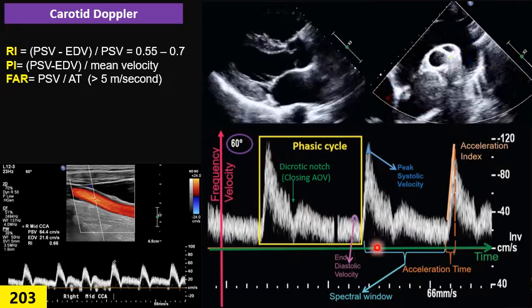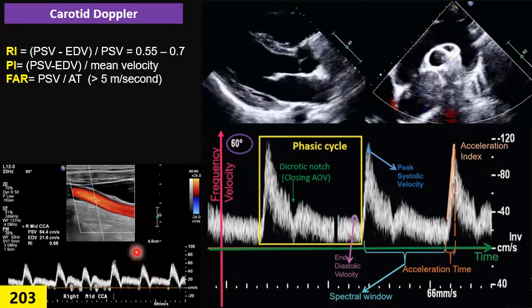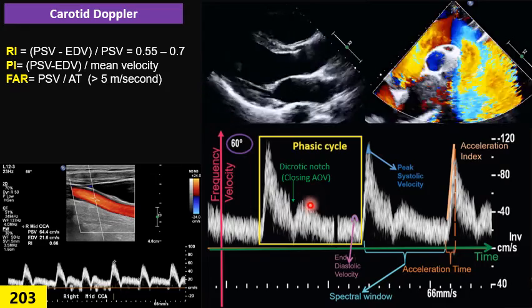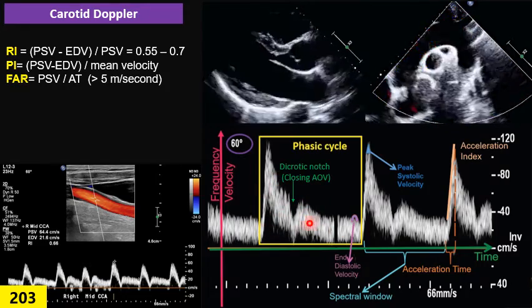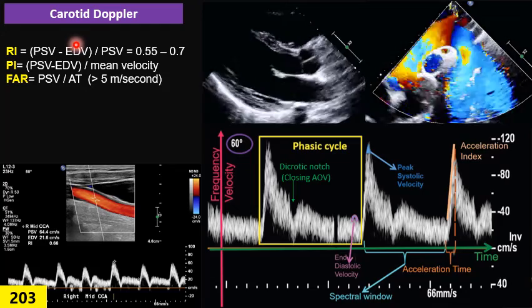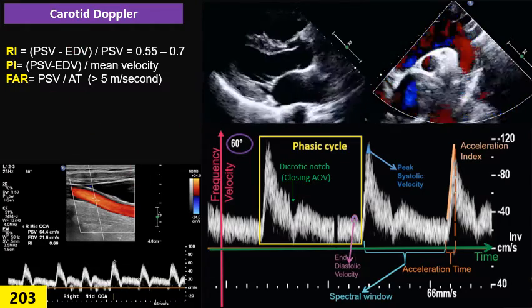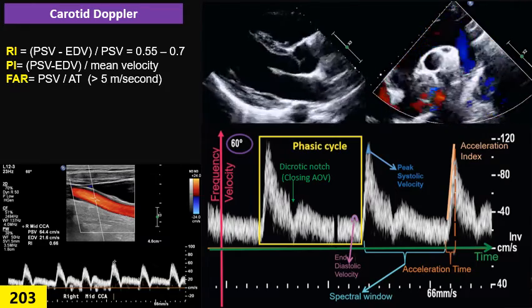So with this specific pattern, when the spectrum goes from a linear, narrow, thin line to a little thicker, we call it spectral broadening. If it becomes full, we call it significant spectral broadening. I'm going to talk about that shortly. Now let's see what features of the normal carotid Doppler we expect to see.